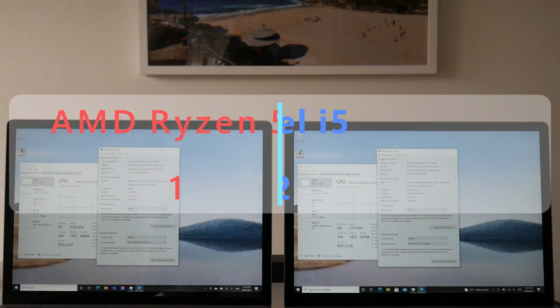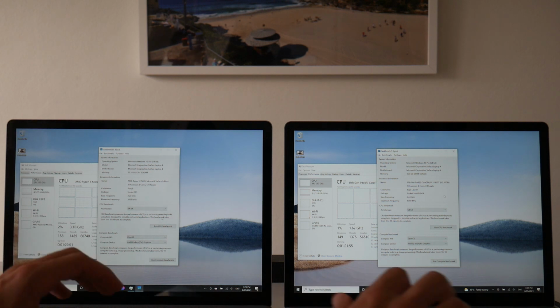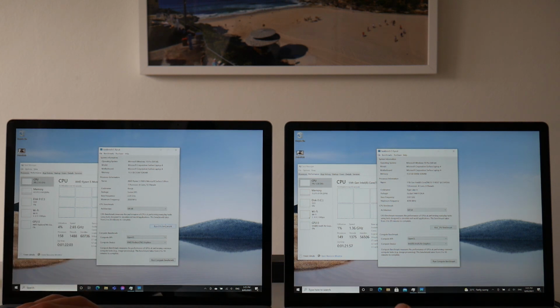The next test on the list is the Geekbench 5. We're going to look at both the CPU benchmarks as well as the GPU compute benchmarks. My guess for this one would have to be that the AMD is going to win in the CPU benchmarking test, but the Intel Xe graphics, I feel, are going to outperform the Radeon inside of the AMD. So without any further ado, let's get this started and see how they fare.